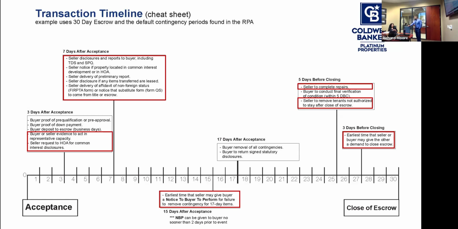So if the seller sends that and they don't answer, now that person can accept another offer? No. That means if they don't answer and if they don't remove contingencies, even if they don't answer, it doesn't matter. As long as they remove their contingencies by the 17th day, you're good. But if they don't answer and they don't remove their contingencies by the 17th day, the seller can cancel unilaterally on their own on the 18th day.